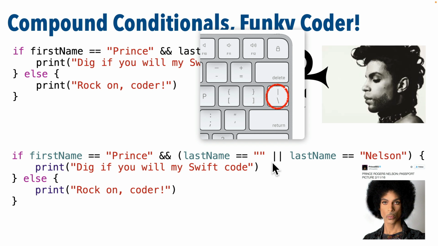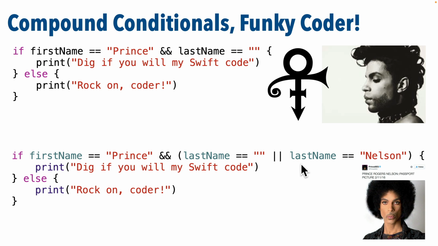And if either of these conditions is true, last name is empty string or last name is Nelson, then the whole area between the parens is true, then this result will be compared using the and double ampersand operator. And if the left side and the right side are true, we will greet them print style. Let's show you this in a playground.